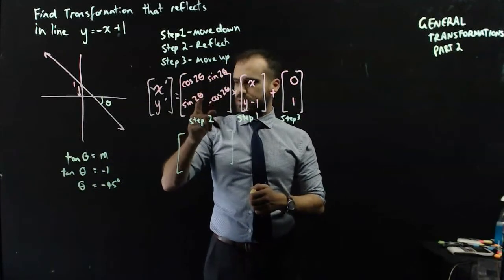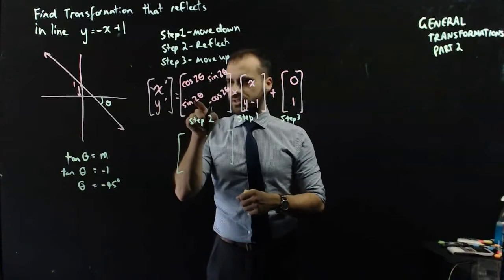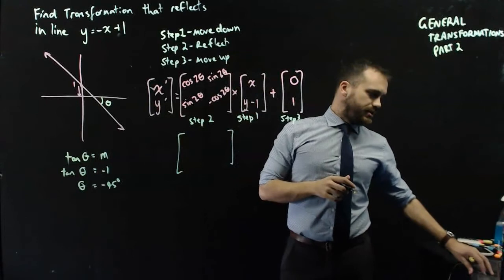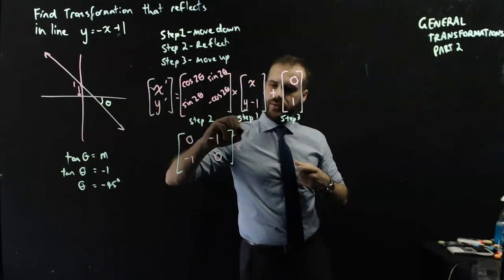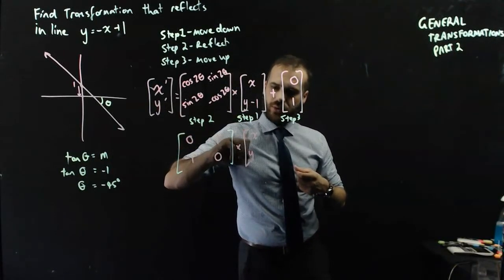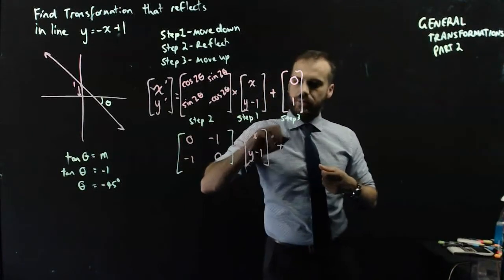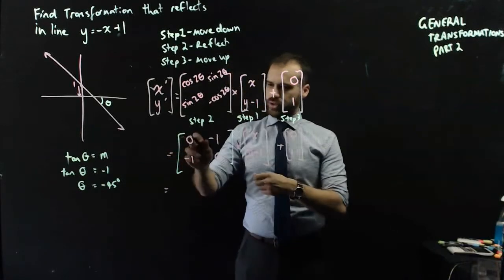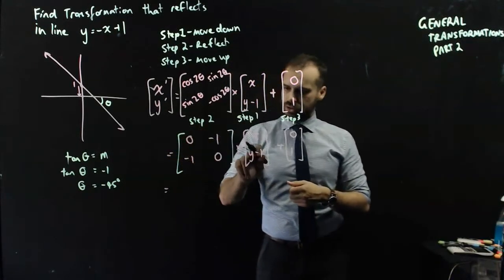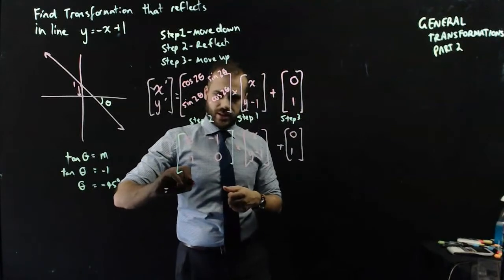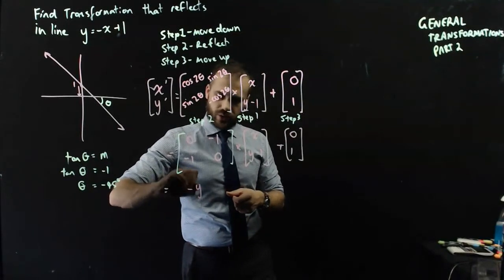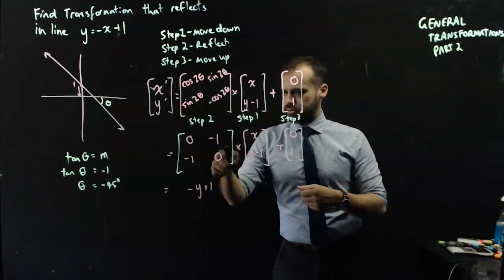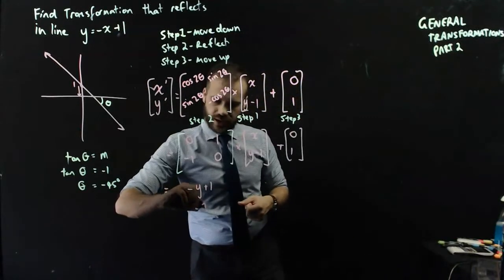So cos negative 90, sine negative 90, sine negative 90, negative cos negative 90. And we're going to multiply that by this matrix here, x, y minus 1. And then we'll add back on that one there. Okay, we're getting pretty close. 0 times x, negative 1 times y minus 1 is negative y plus 1. And negative 1 times x, 0 times y minus 1, I get negative x there.